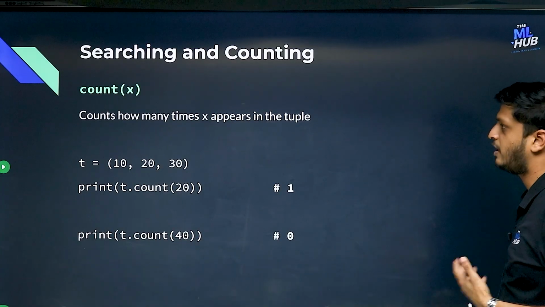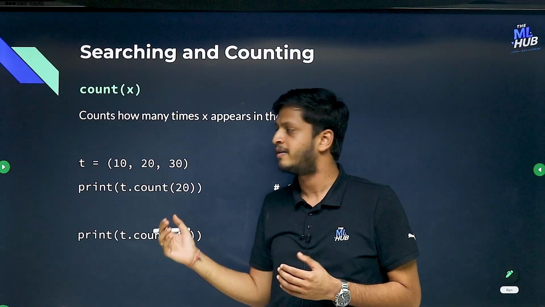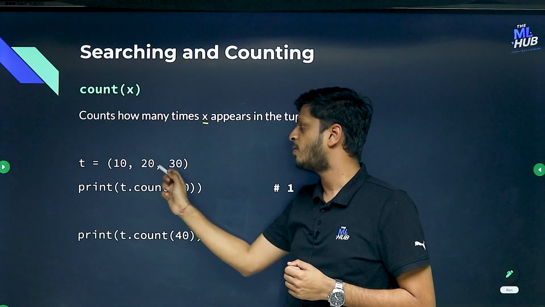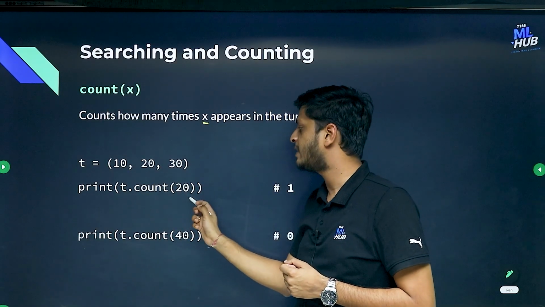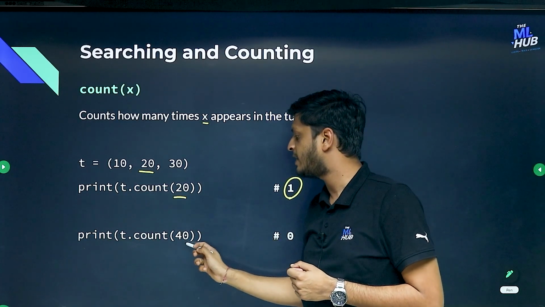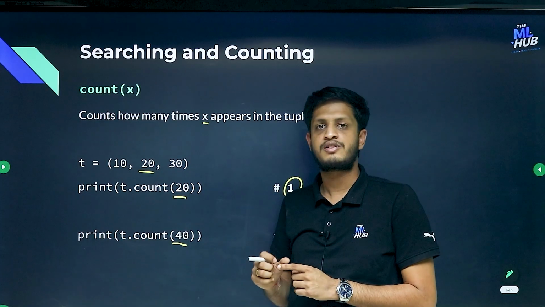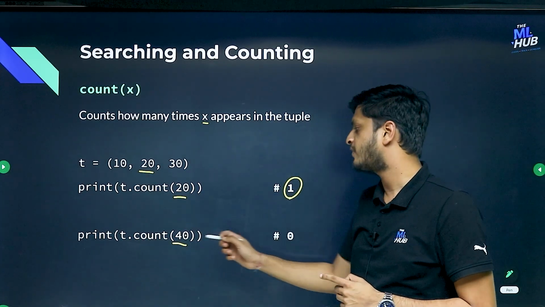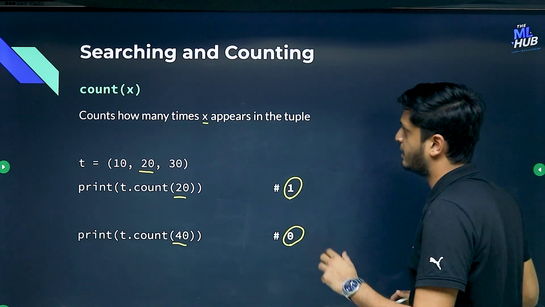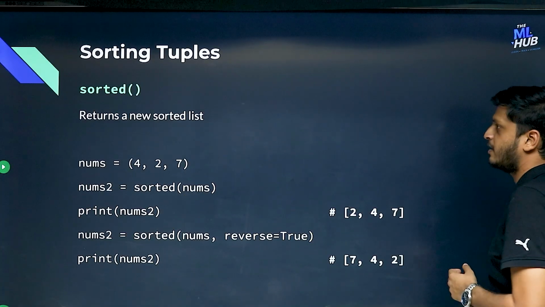And if you have to count how many times an element x is present, then we have the count function. Both these functions were there for list as well. So it counts how many times x appears in the tuple. So if you have a tuple as 10, 20, 30, and you count how many times 20 is present, it is present one time, so the answer will be 1. And if you count how many times 40 is present, if an element is not present, here you will not get an error. Count function does not give you an error if the element is not present. It will just give you the count as 0. Okay. So the count function and the index function are used for searching and counting elements inside a tuple.